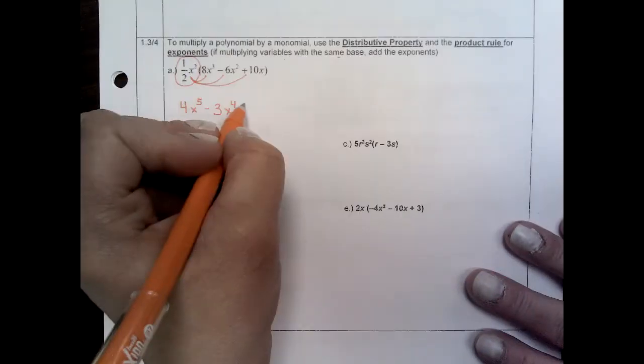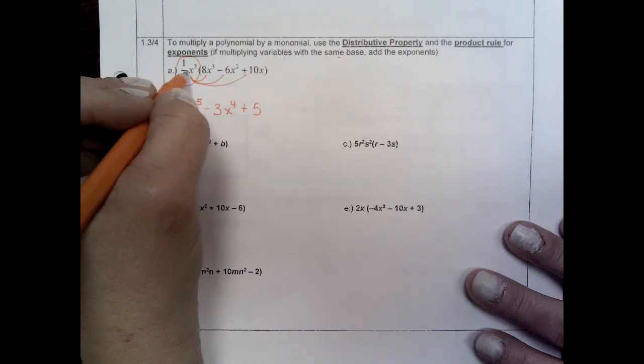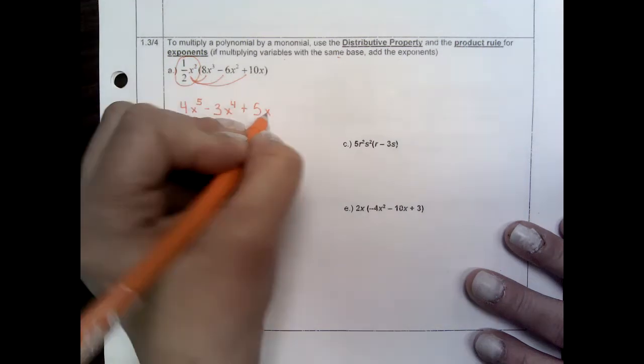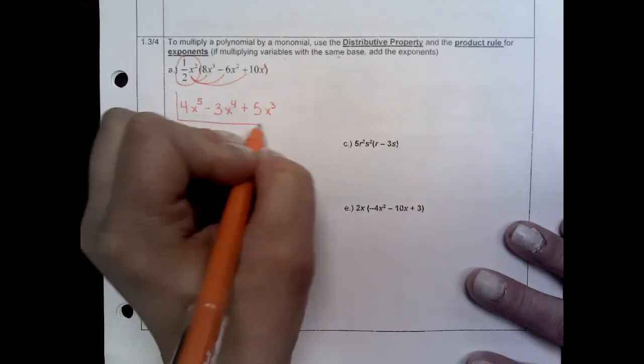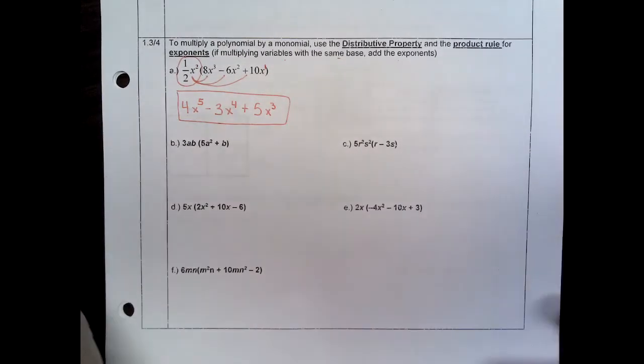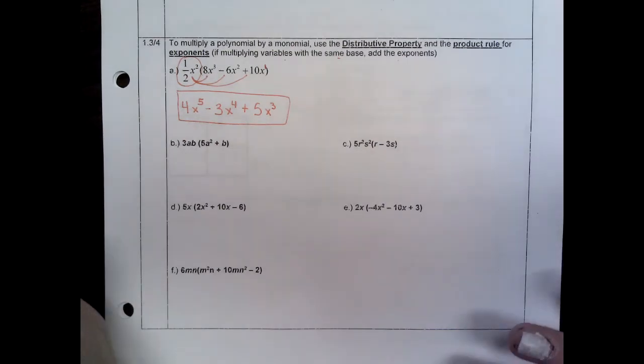1/2 times 10 is 5. Okay, x squared times x. So that's really an x to the 1st power. So that becomes x to the 3rd power. And that is my final answer right there.